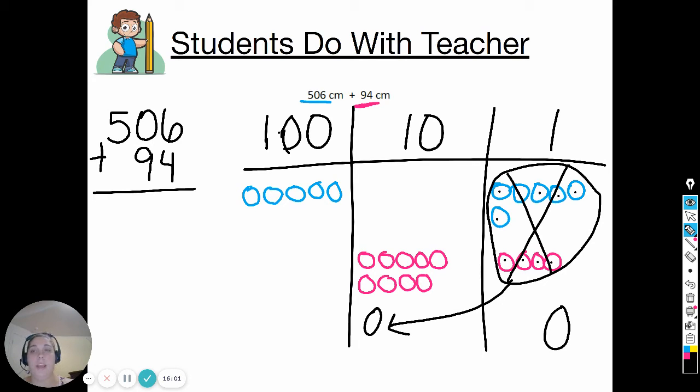Let's see what that looks like in our standard algorithm. Over here we did 6 plus 4, it equaled 10. So we're going to put the 1 from the tens place over here in the tens, and the 0 over here in the ones for our answer, because there are 0 ones left. And you can see how 6 plus 4 equals 10, and this kind of looks like a 10 right there, okay?